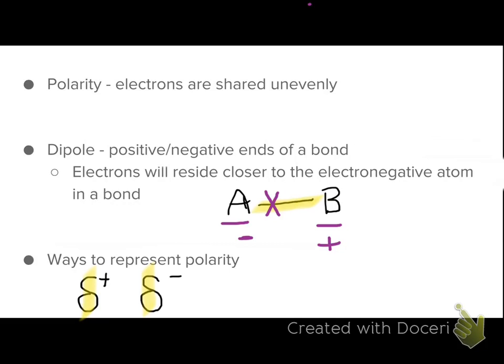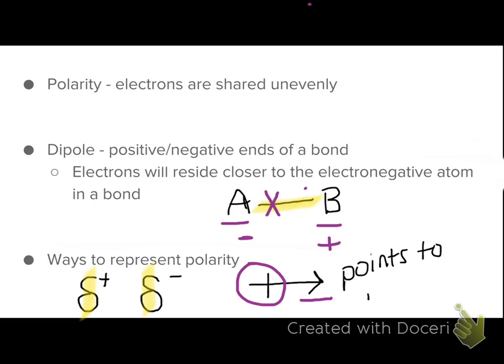Another way, and this is how a lot of you will probably end up doing it, is you're drawing an arrow like this. So this end right here goes towards your positive one, so that kind of looks like a plus sign. And your arrow points to the negative.